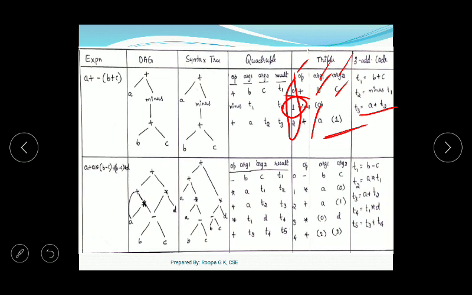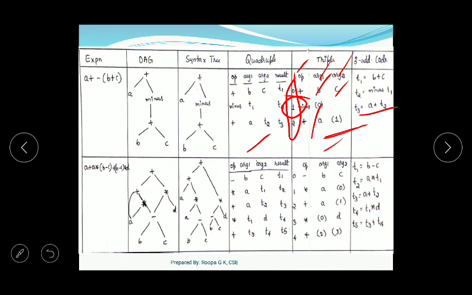Similarly, second example. DAG and syntax tree I already explained. 3 address code is also explained. Okay, T1 is B minus C, then T2 is A into B star minus C, then T3 is A plus T2, then what is T4? B minus C star D, then finally T5 is the addition. Okay, if that is the 3 address code, then this is the quadruple and triple representation.